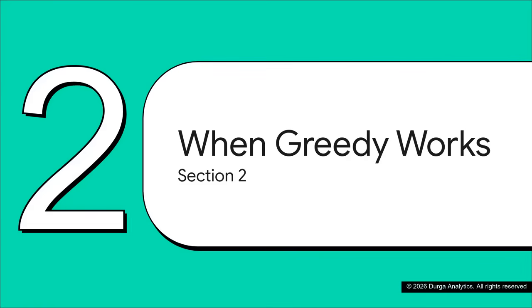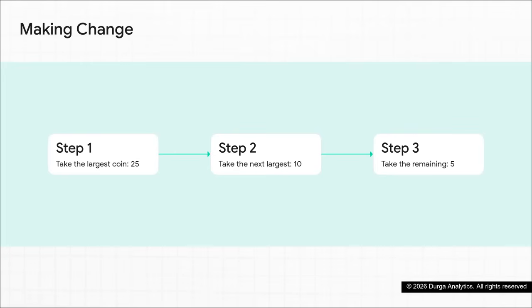Let's move on to Section 2, when greedy works perfectly. Let's look at the happy path, where this strategy works flawlessly. We'll use a classic example, making change with the fewest possible coins. Imagine we have standard US coin values, 25, 10, 5, and 1, and we need to make 40 cents. Step 1, you take the largest coin that fits, which is 25. Step 2, you take the next largest that fits the remaining 15 cents, which is 10. Step 3, you take the remaining 5.